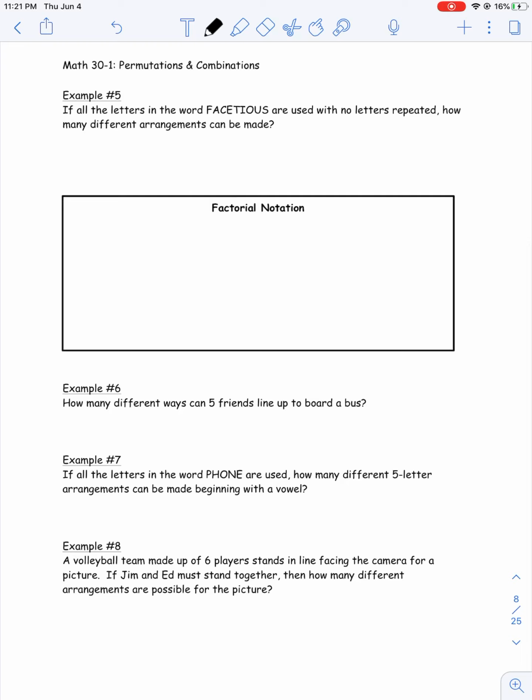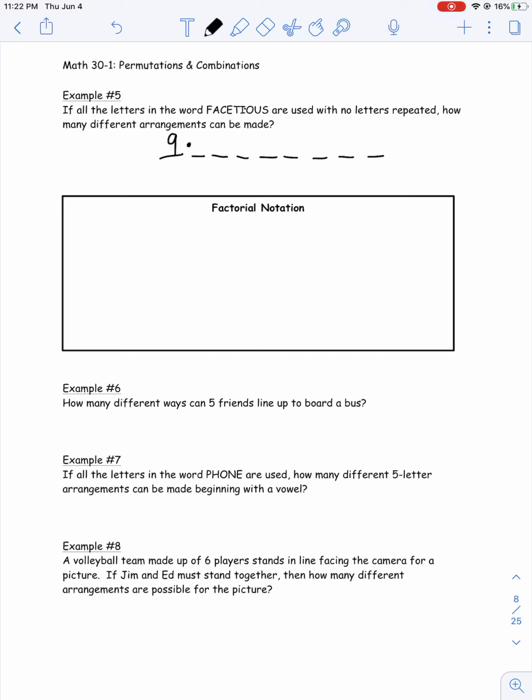Now here it says, what if we had to use this word with no letters repeated? How many different arrangements can be made? Well, we have 1, 2, 3, 4, 5, 6, 7, 8, 9 letters, so there are 9 spots. They're all different, so we know that there are 9 choices for the first spot. We could have an F, an A, a C, E, T, I, O, U, S in that first spot. Any of those letters could have been first.